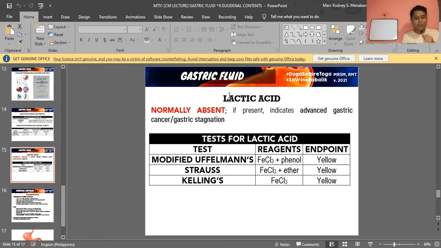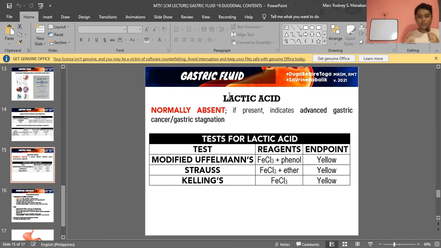All right. So how do we determine it? We can again use chemical tests. You have the modified Uffelman's test, with ferric chloride and phenol as reagents. The endpoint is yellow. For Strauss, you have ferric chloride and ether, positive is yellow, and you have Kelling's, ferric chloride also, positive is yellow. So press the buzzer: the reagent common to all is ferric chloride, and the common color is yellow. Okay? All right. So that's for gastric fluid.